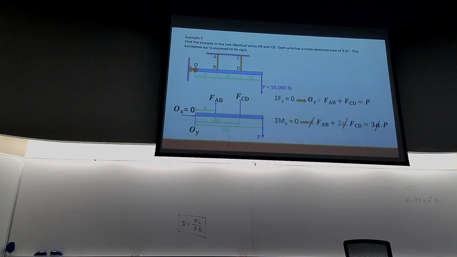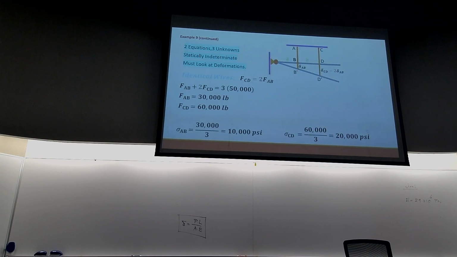In other words, if we look at the system after it deforms, this is deformation of AB, delta AB. This is delta CD. Tangent of this angle is going to be delta AB divided by A. And it's also delta CD divided by 2A. So that means delta for CD is 2 times bigger than delta of AB. Do you agree with that?